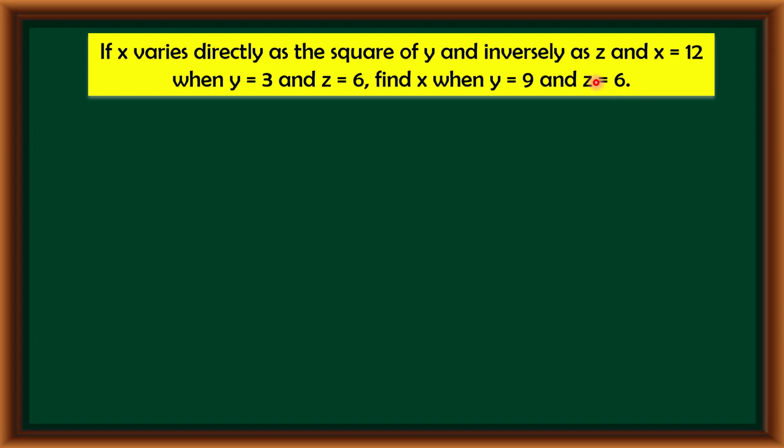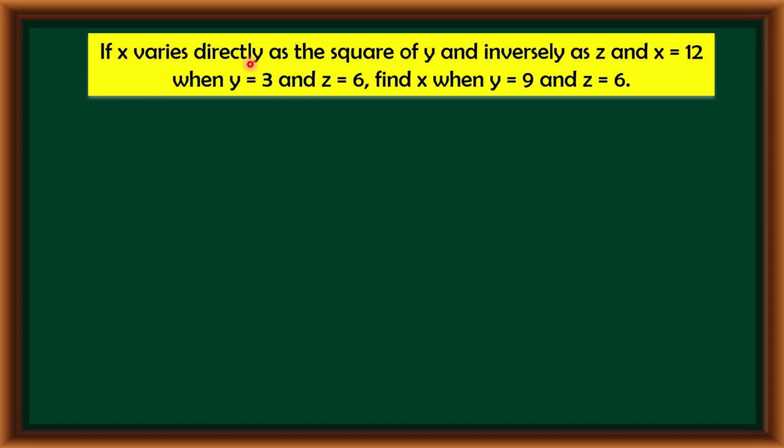So our task now is to find the value of x when y is equal to 9 and z is equal to 6. So the same with what we have done in direct, inverse, and joint variation, we must identify first the constant of variation given the first facts, in which x is equal to 12, y is equal to 3, and z is equal to 6. So let us formulate first an equation given this statement.